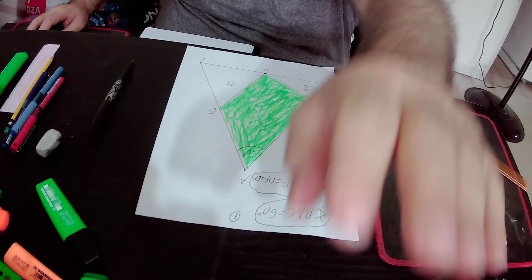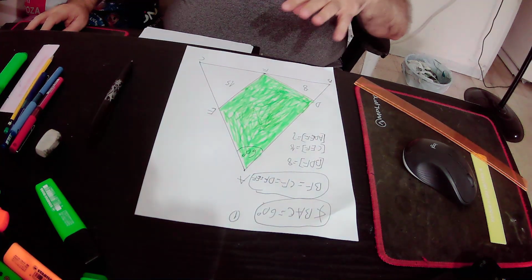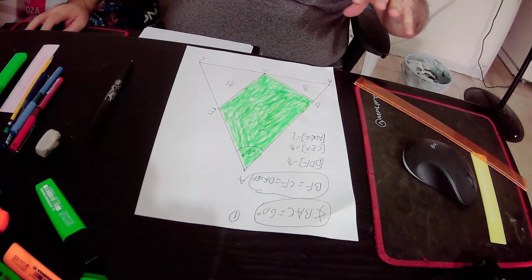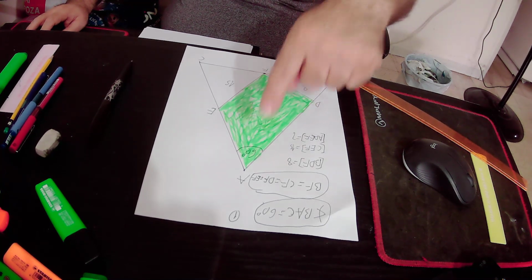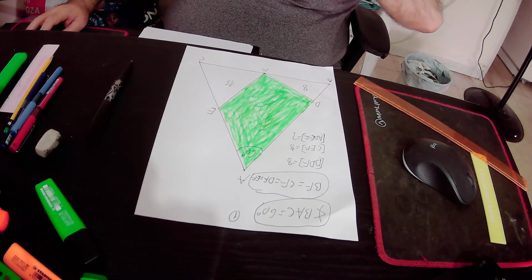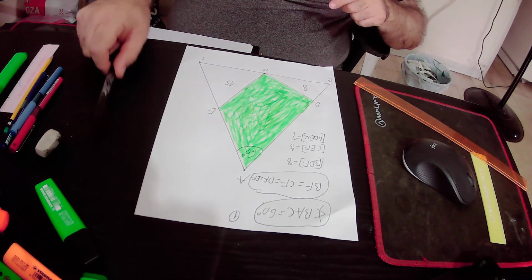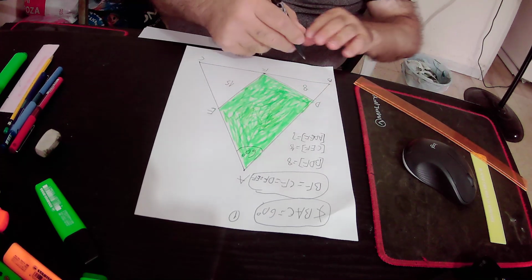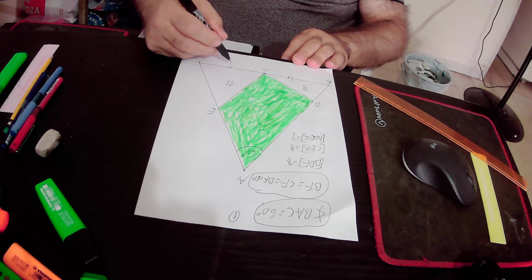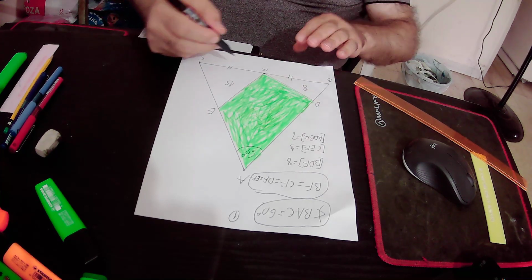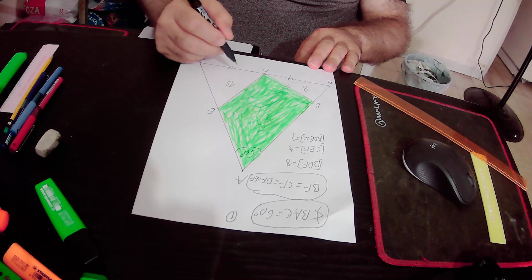Hello, in this lecture we will find the area of the green shape. In the drawing we have triangle ABC. We know that angle BAC equals 60 degrees, and we also know that BF equals CF equals DF equals EF.